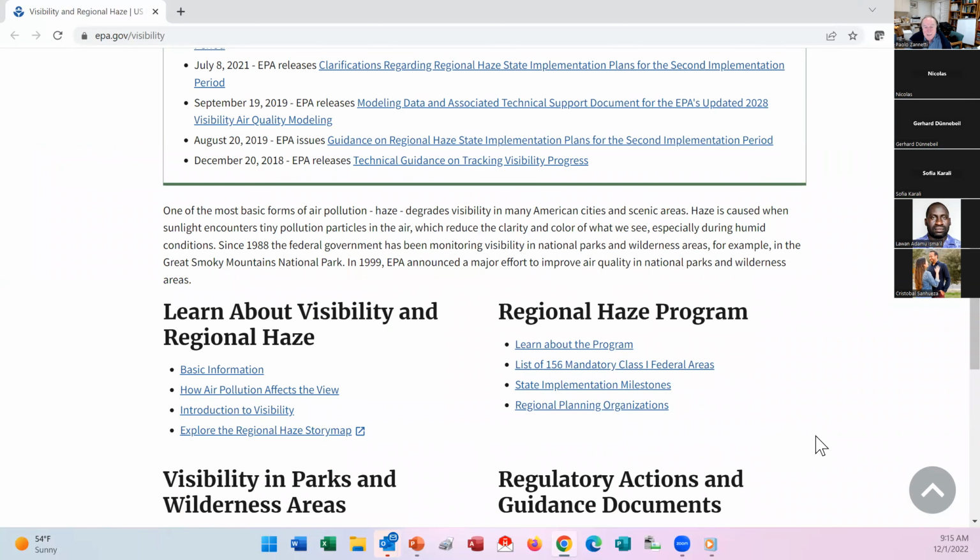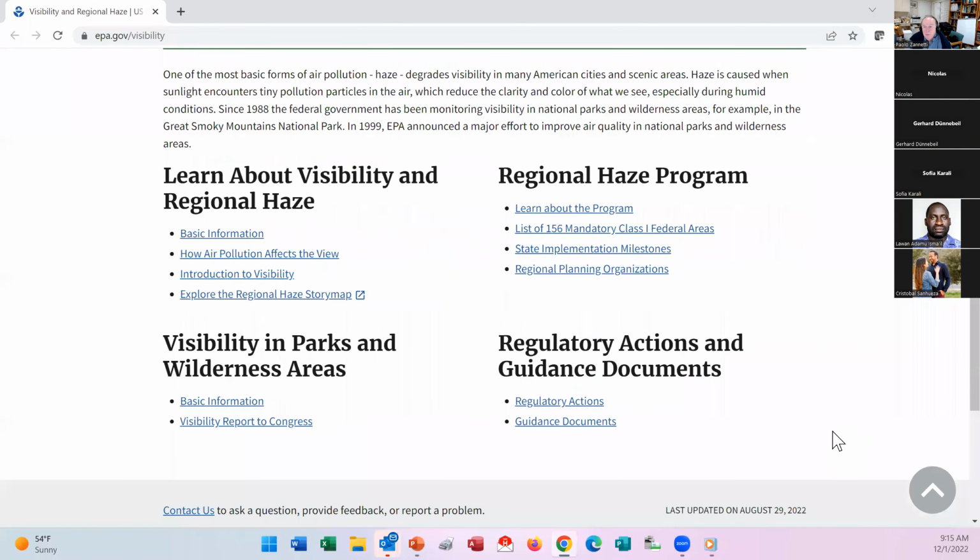What else can I say about visibility? Well, I will say that visibility is part of the state implementation plans. We didn't talk about state implementation plans. It's something that happens only in the United States, but there are similar programs in other countries in the world.